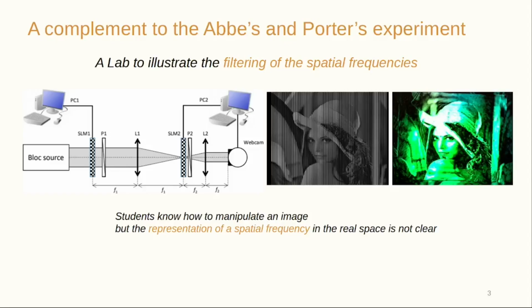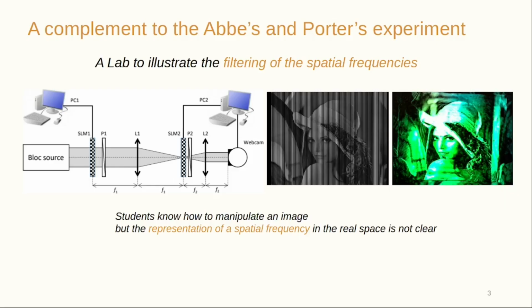Historically, at the ENSAT, we had a lab based on the Abbe and Porter experiment to illustrate the filtering and the spatial frequency. So you surely know the setup. We have a source, a spatial light modulator, and a polarizer allows to project a picture. A first converging lens makes the Fourier transform of the image. In the Fourier space, we apply a filter with a second spatial light modulator. A second lens makes the Fourier transform, and we visualize the result of the filtering on a webcam. And for instance, here is a picture with a pattern and the result after the filtering.